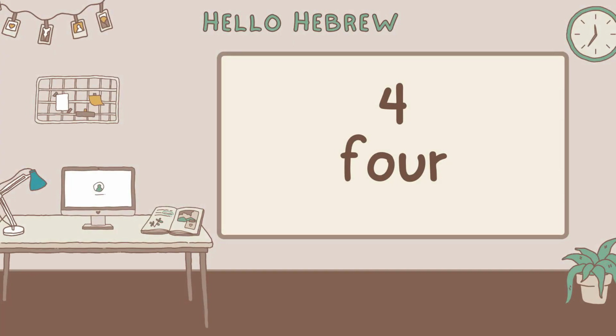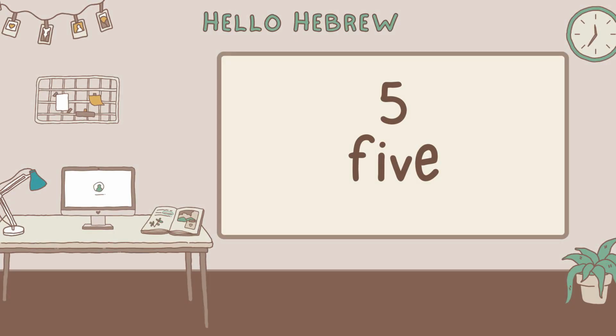Here's how to say it. 4. First, just listen, say. ארבע. Now listen, then repeat. Remember to speak aloud. ארבע. Say 4. Once again, ארבע. Okay.